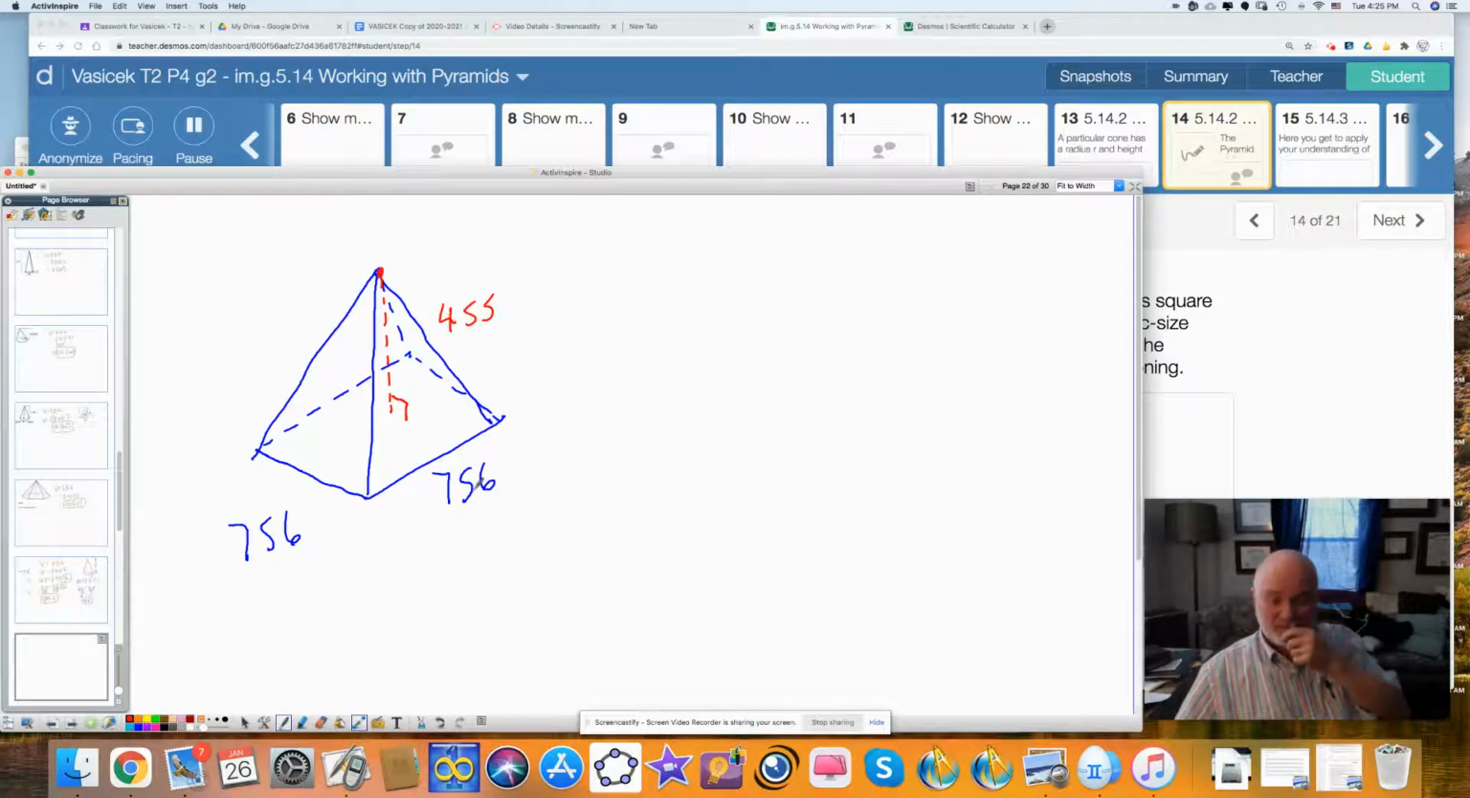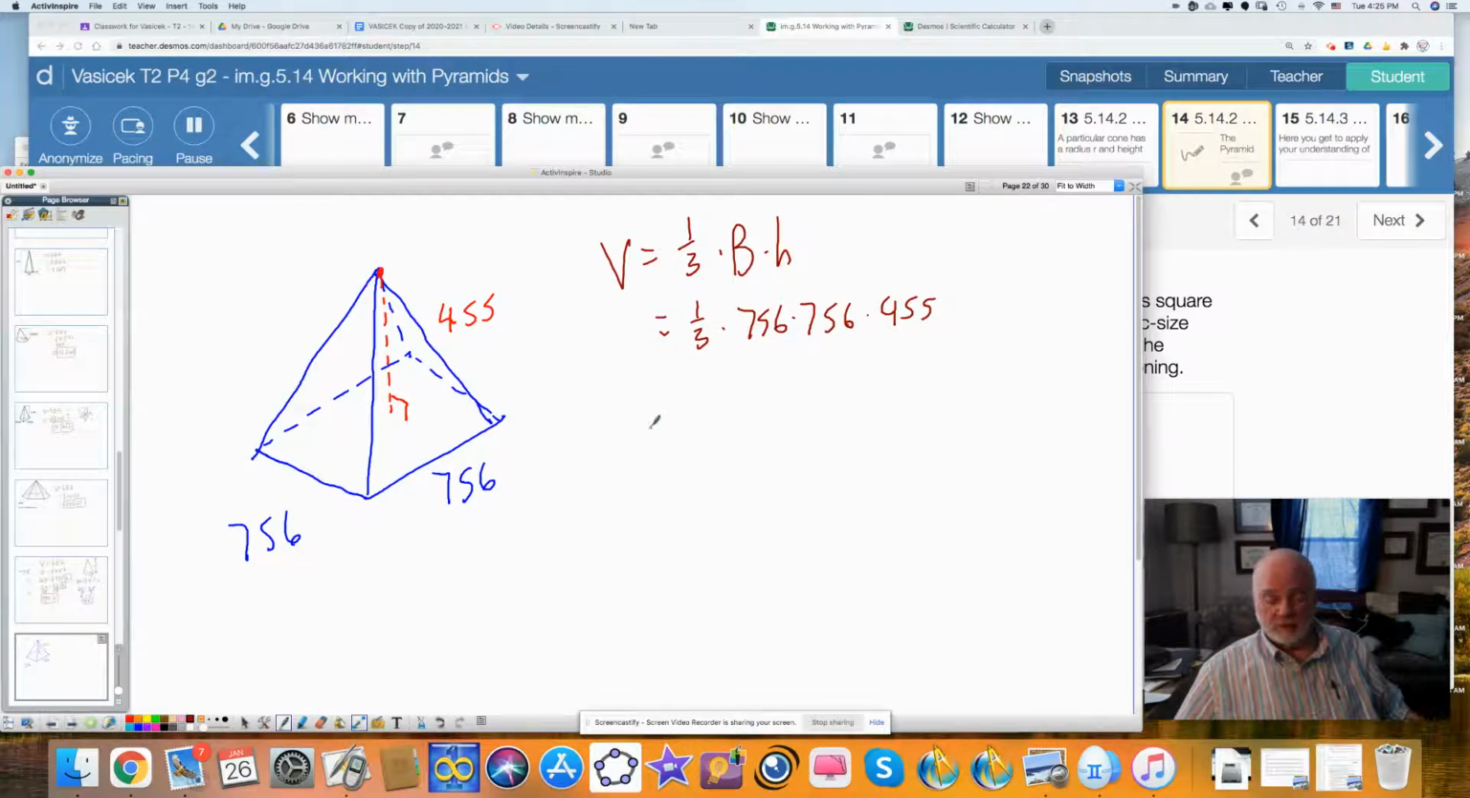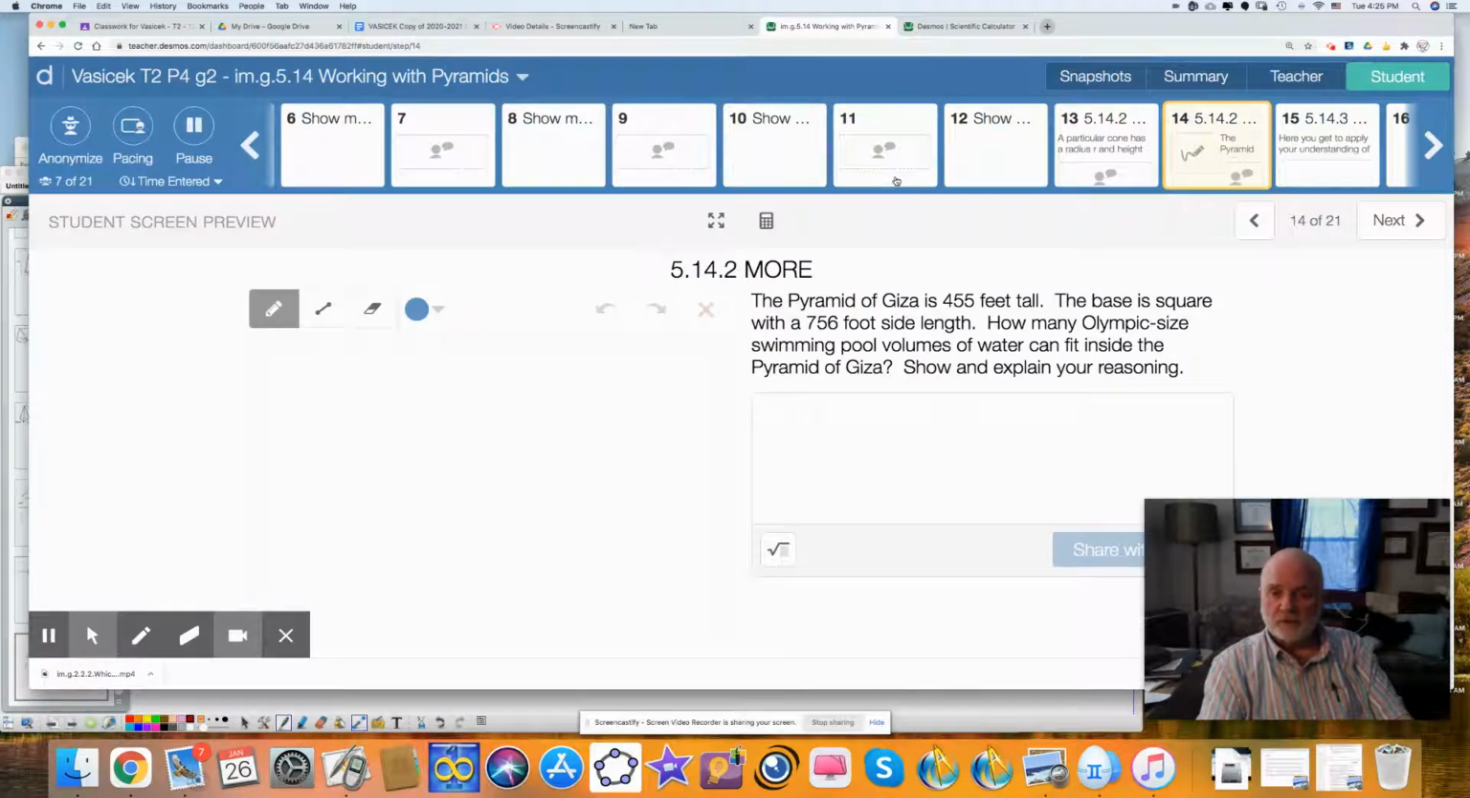This is 455 feet. Each one of these is in feet. So what is the volume of this? Well, the volume of this would be 1/3 times the area of the base times the height. That's 1/3 times 756 times 756 times 455. So the volume of the pyramid is, let's just plug this into our calculator.